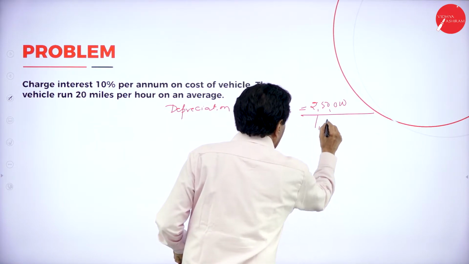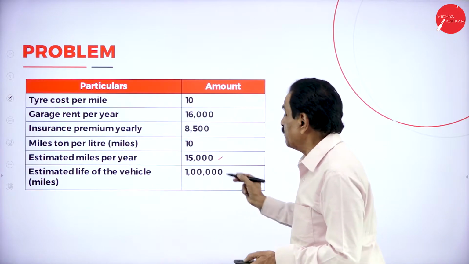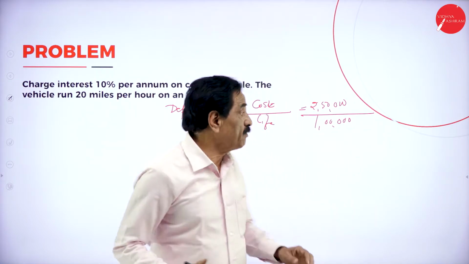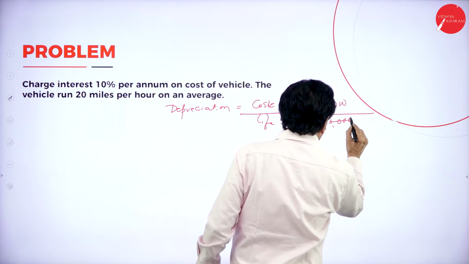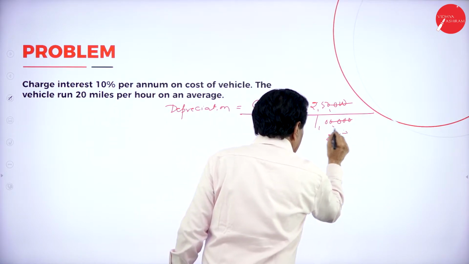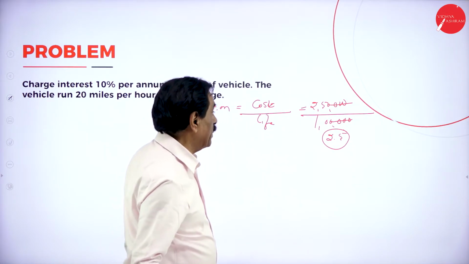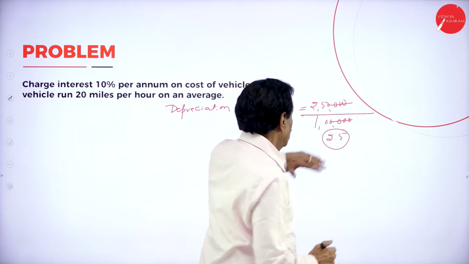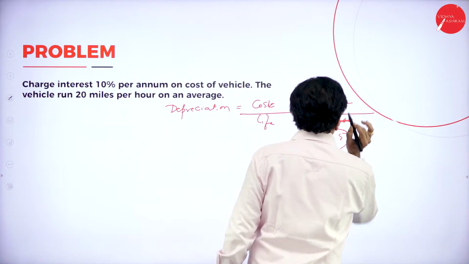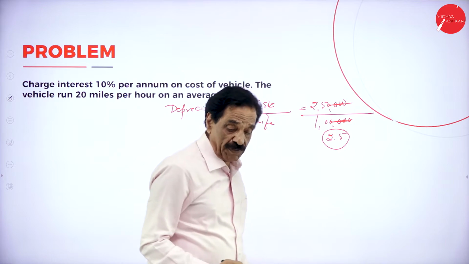Life is 1 lakh. See that? Estimated life of the vehicle is 1 lakh miles. So 2,50,000, if we cancel the zeros, 25, so 2 rupees 50 paisa per mile. So depreciation will come to 2 rupees 50 paisa. 2,50,000 divided by 1,00,000, the zeros cancel out, 25 divided by 10, 2 rupees 50 paisa.